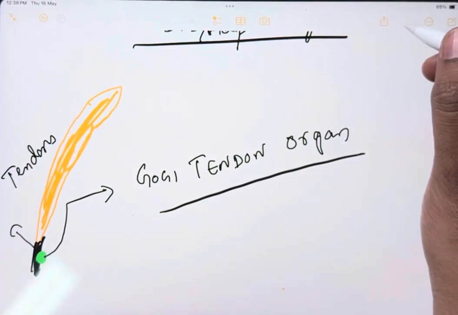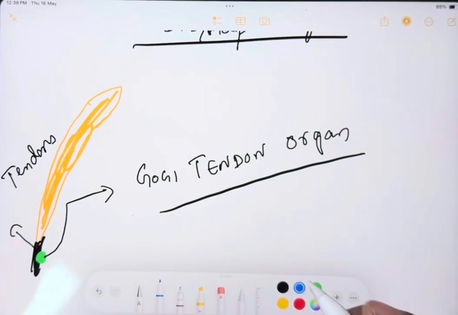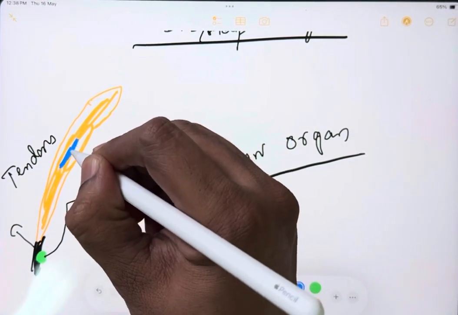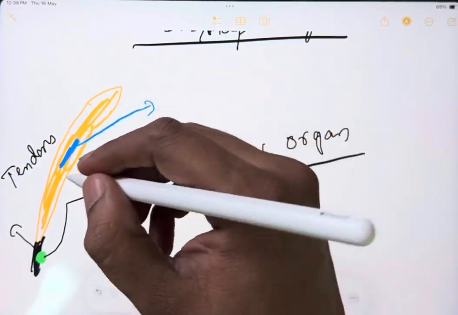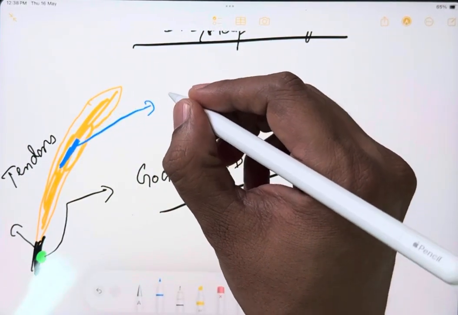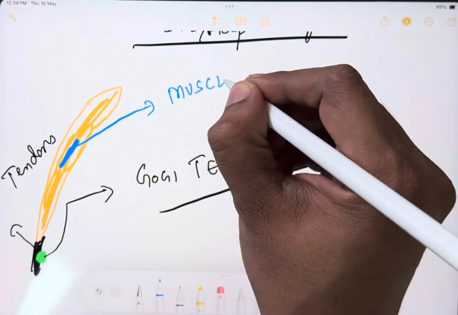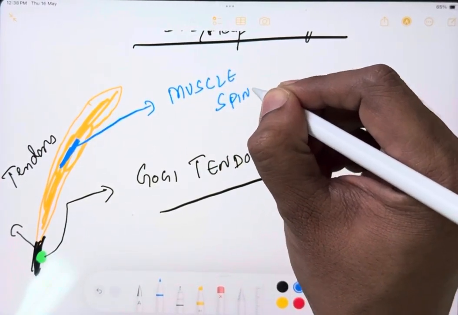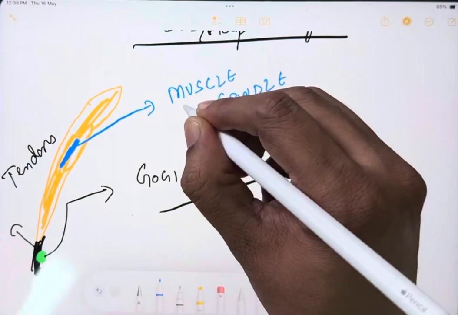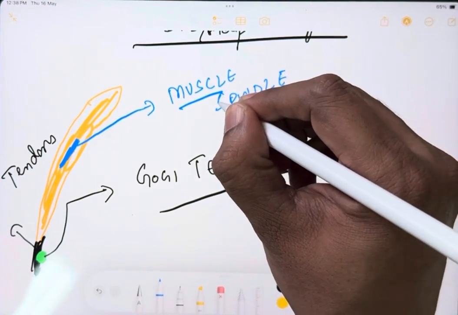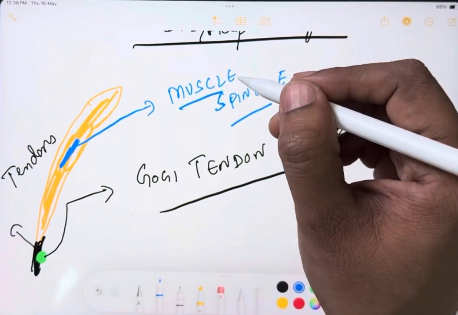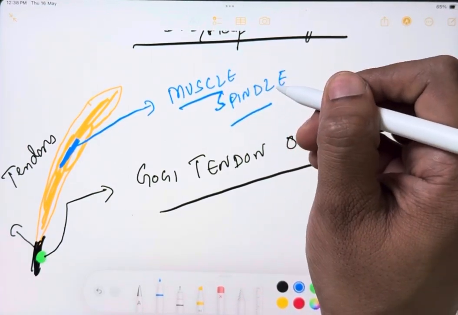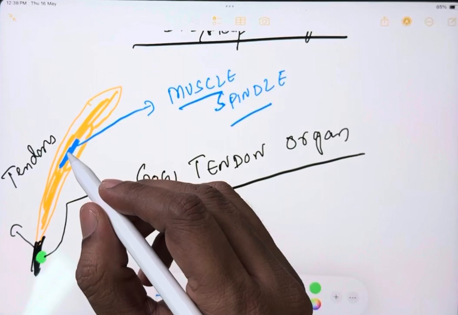On the other hand, as we have already discussed, in the muscles also there is a sensor or receptor that runs parallel to the muscle fibers. This is known as the muscle spindle. We have discussed in detail its structure and function. Those who have not seen that video, I request you to go back to our channel playlist and watch the muscle spindle lecture. Anyway, this is the muscle spindle.